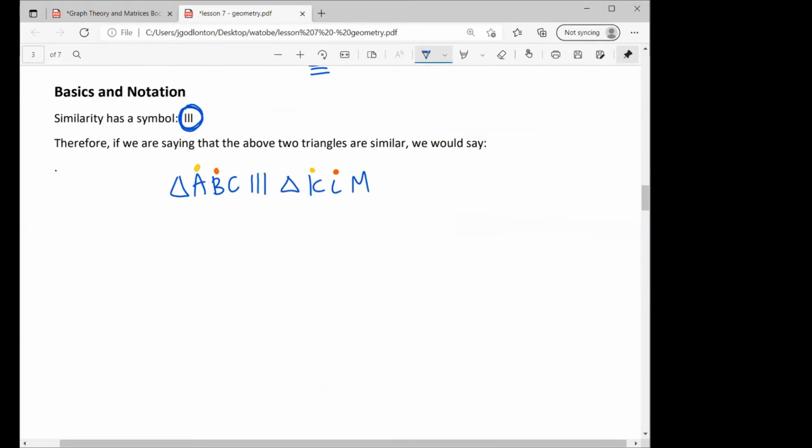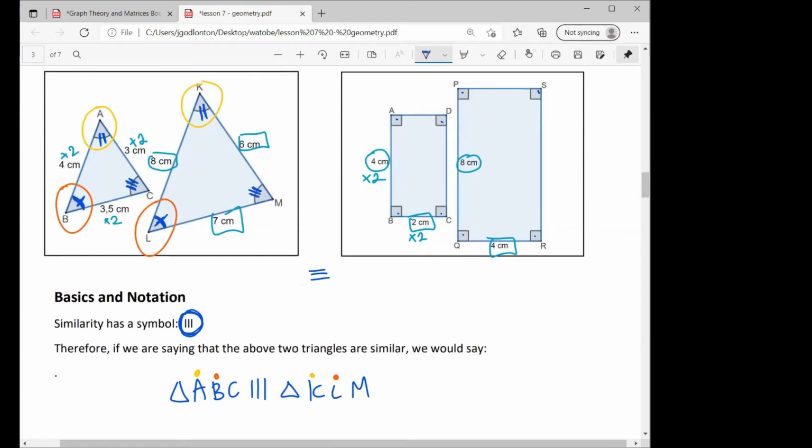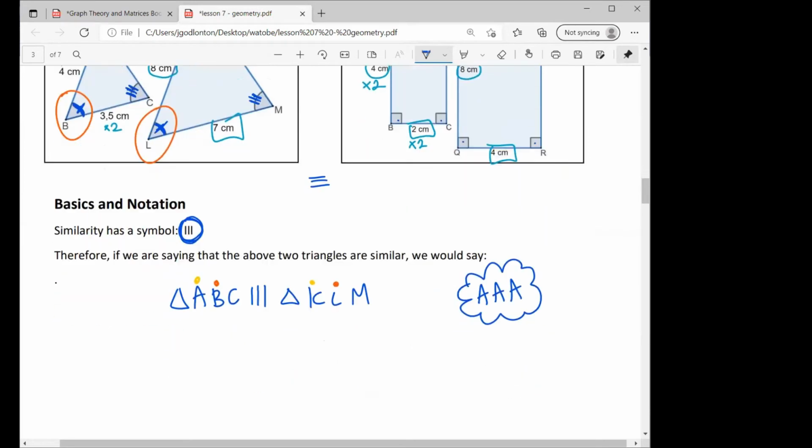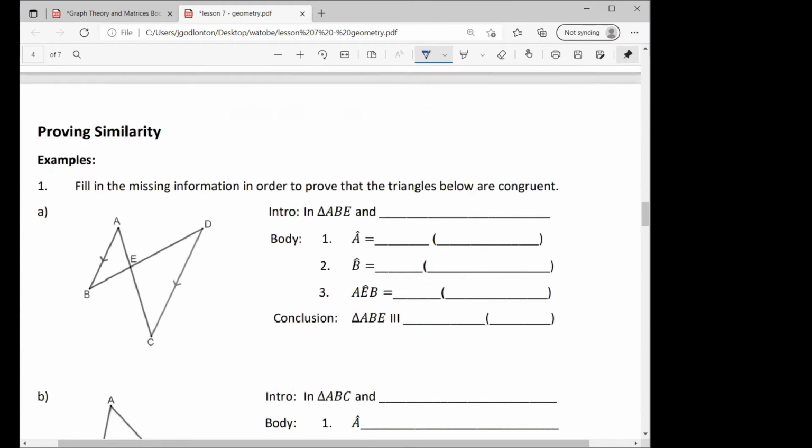The good news is that when we are proving similarity, we only need to think of one proof at the moment, and that is angle, angle, angle. We have to prove that they have all 3 angles the same. In congruency, we have those 4 different reasons, and in similarity, we only have 1, which is AAA. So let's give one a try. I'm going to help you through this first one.